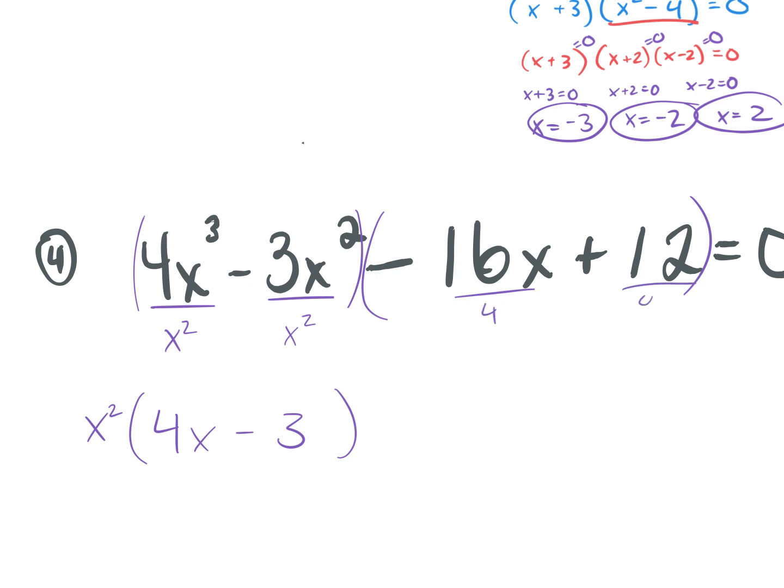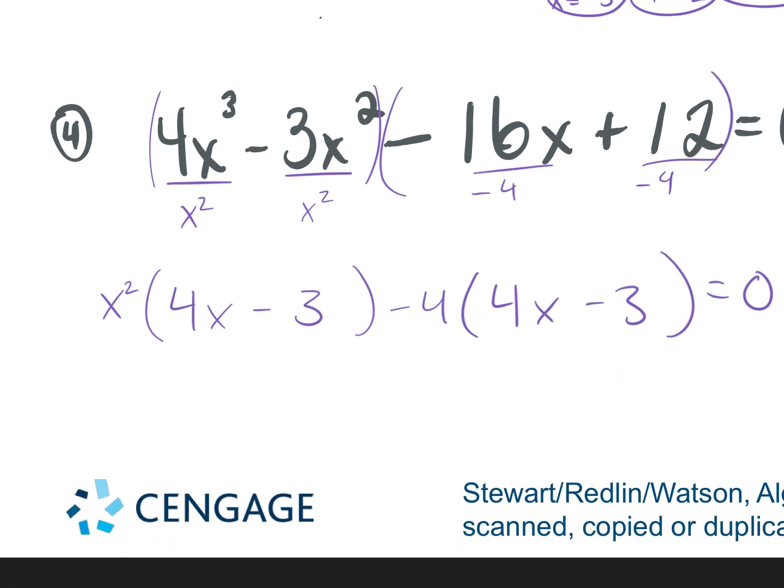What's our GCF in the second group? Negative 4. Why do we want it negative 4? Because we need to flip the signs. We need our parentheses to be exactly the same, so we got to flip the signs. So we're going to take out a negative 4. So that makes this a 4x minus 3. Inside parentheses are exactly the same, which is what we were looking for. So those are going to get grouped together. And then the outside parts are going to get grouped together.